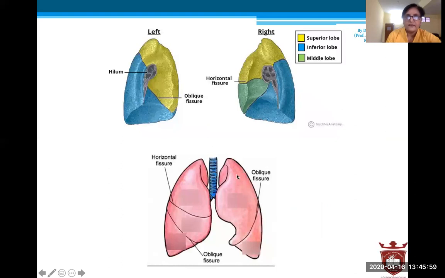Again, we see the diagrams of fissures. This is the horizontal fissure. This is the oblique fissure. This is the oblique fissure of the left lung. The left lung does not have any horizontal fissure. The fissures are shown at the medial surface of the left lung and the right lung.